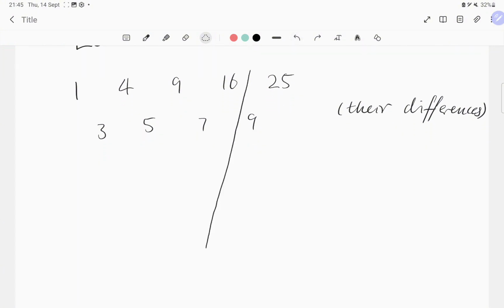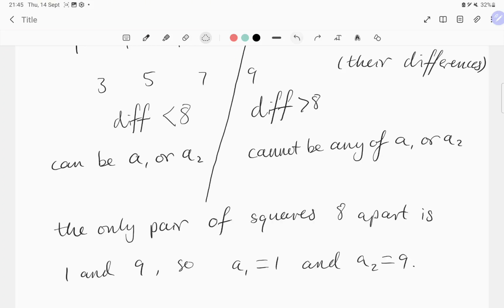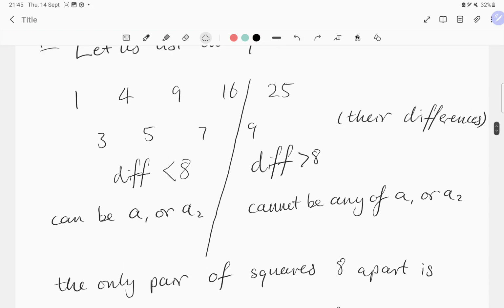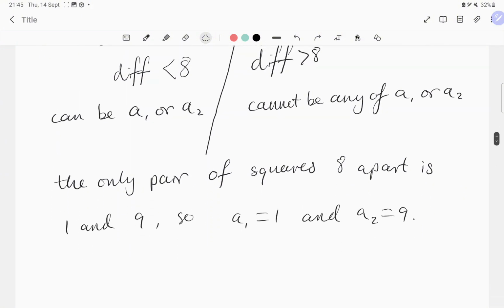If we draw a line here, we can see that on the left, the differences are all smaller than 8, whilst on the right, the differences are all larger than 8. This means that the square numbers on the left can be a1 or a2, whilst any numbers to the right of the line cannot be a1 or a2. If we consider the differences between any two squares, we find that the only pair of squares 8 apart is 1 and 9. Therefore, a1 equals 1 equals k, and a2 equals 9.